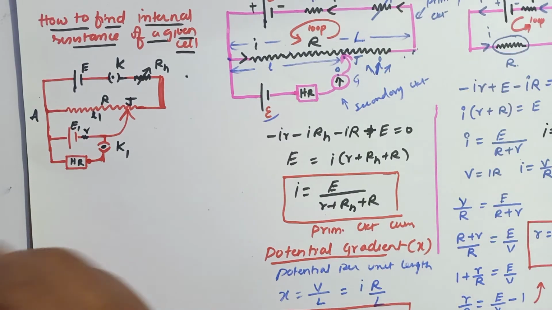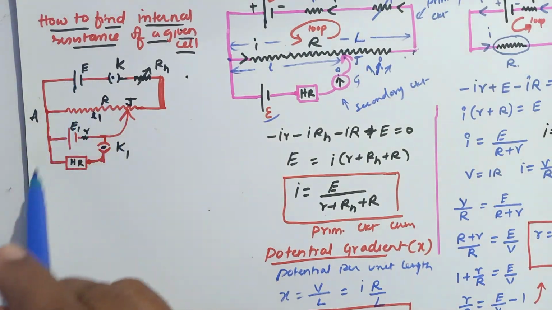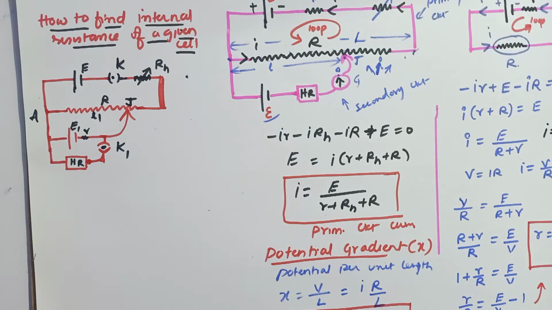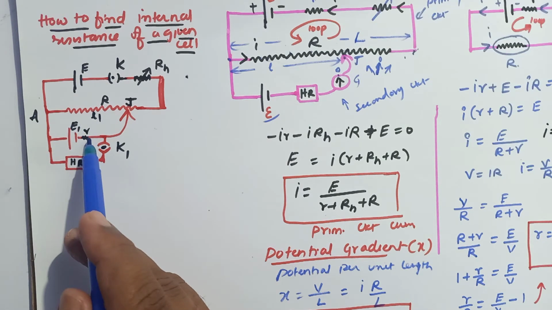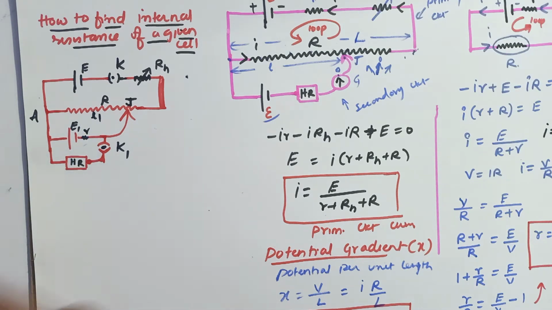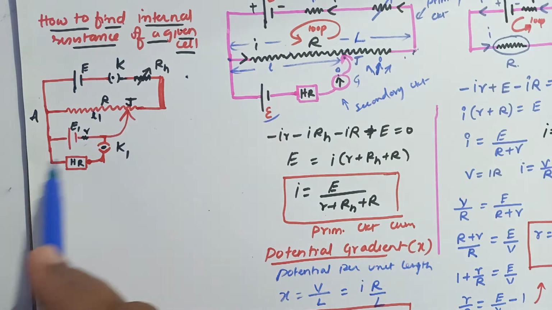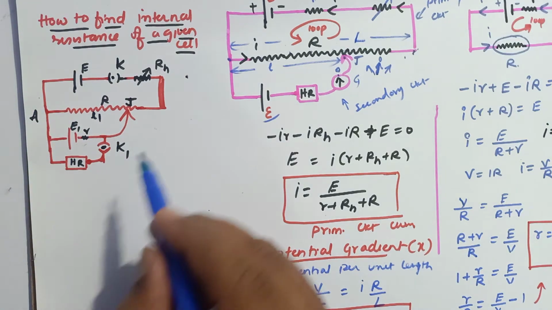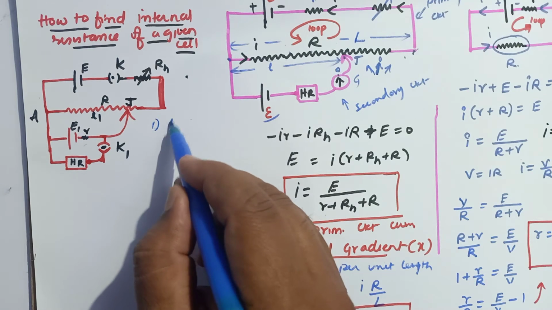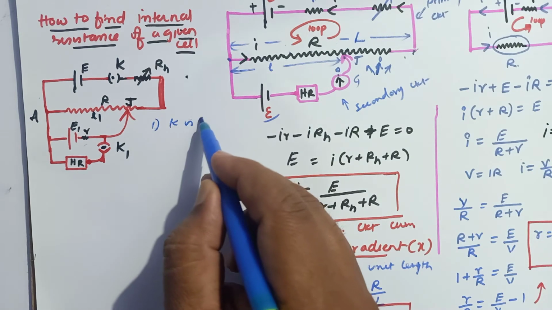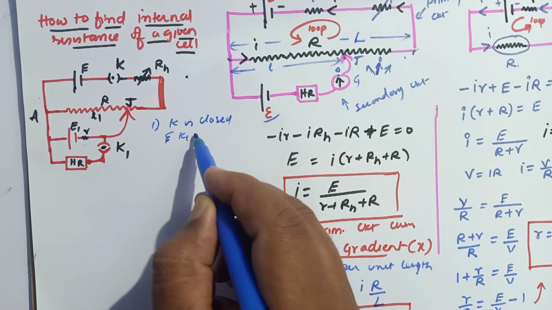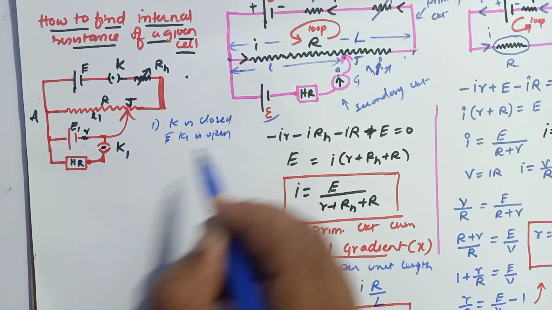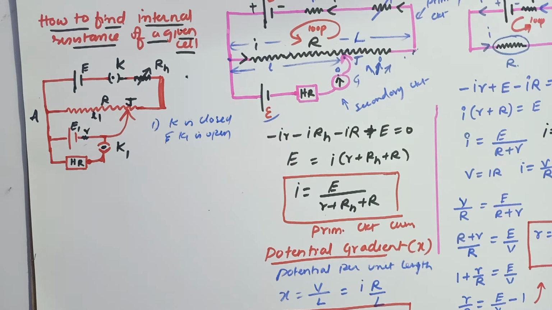Now let us see another circuit here. The next part of the circuit explains how to find out the internal resistance of a given cell. So this is a cell given, and you have to find out its internal resistance, small r. Now this is going to be the primary circuit, and this is going to be the secondary circuit. The first point is K is closed and K1 is open.